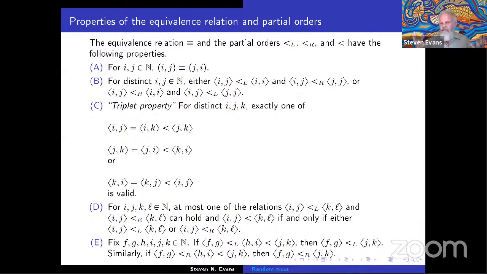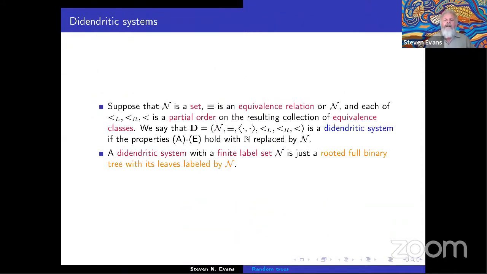binary tree, but they're happening in this kind of strange infinite object. Remember, this is a guy with infinitely many leaves. It's got leaves indexed by the natural numbers. So if we've got a set, an equivalence relation, and partial orders on the equivalence classes that satisfy these axioms, we'll call it a digendritic system. Digendritic comes from the Greek for two and trees, because we've got a tree with basically two partial orders on it.